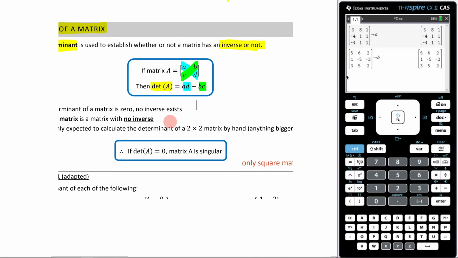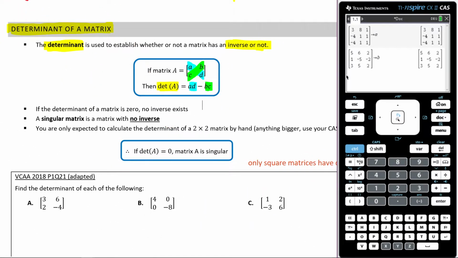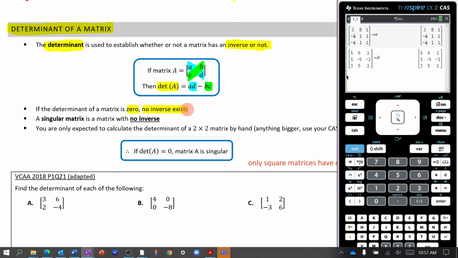All right. Now, let's read this. If the determinant of a matrix is 0, no inverse exists. We call it a singular matrix. So a singular matrix is a matrix with no inverse. That means that if you find the determinant and the determinant is 0, you've got a singular matrix.